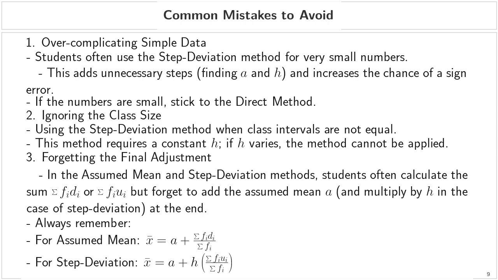Now that we have seen how to choose the most efficient method using our real-world scenarios, I want to pause and discuss some common pitfalls. Even when you know which method to use, it is very easy to make mistakes during the calculation process. Let's look at 3 specific errors you should avoid. If you keep these 3 points in mind, you will not only find the correct answer, but you will also find the calculation much more manageable.